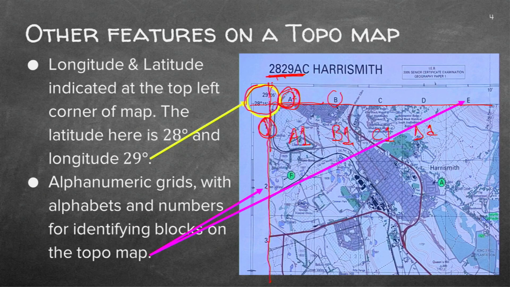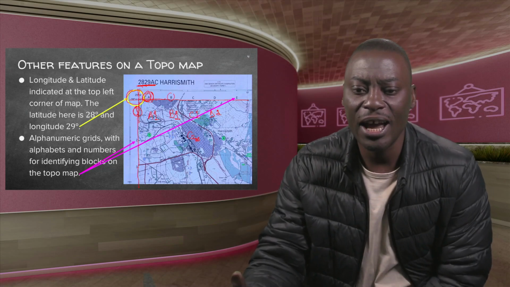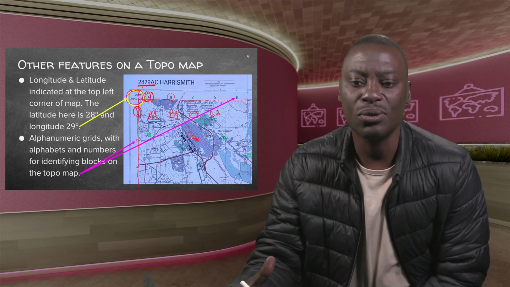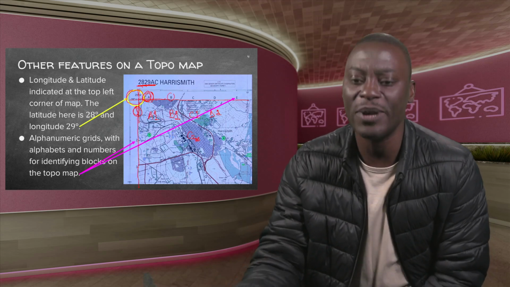This block, can you guess or work out what this block here will be? Of course, you know that this block will be C2. And that is referred to as an alphanumeric grid. So the examiners use alphanumeric grids to describe where a feature that they want you to look at on the map is located.